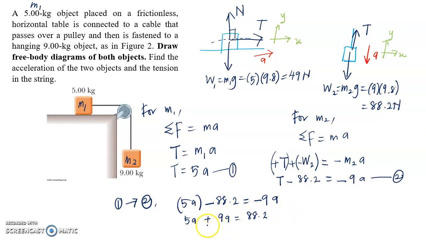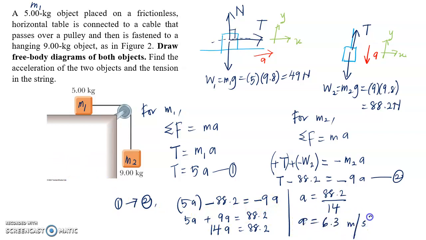So in the end, it will be 14a is equal to 88.2. And then to find the acceleration, it will be 88.2 over 14. The answer will be a is equal to 6.3 meter per second squared.